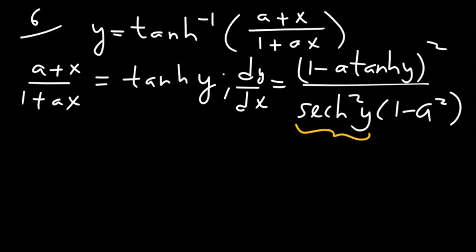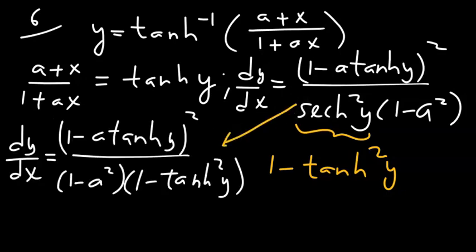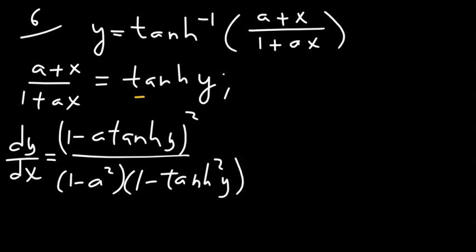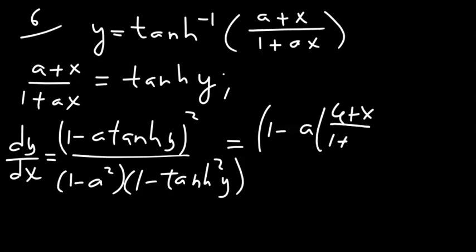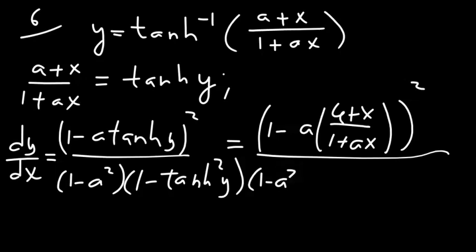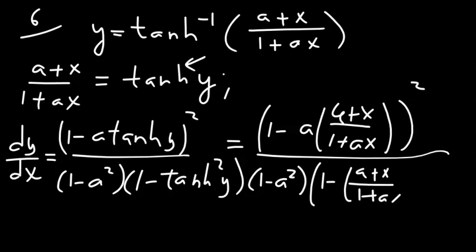From the identity, we know that this term here is just 1 minus the square of hyperbolic tangent y. So this expression will simply become that expression. Now all we have to do is to substitute the expression for hyperbolic tangent of y in terms of x in here and in here and do the algebra. 1 minus a hyperbolic tangent of y is (a plus x over 1 plus ax) squared, divided by (1 minus a squared) times 1 minus the square of this expression, which is (a plus x over 1 plus ax) squared.